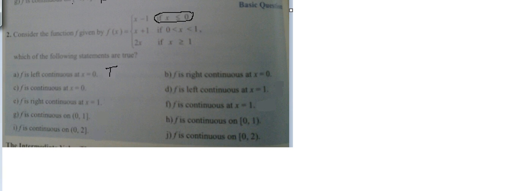If f is continuous at x equal 0... at x equal 0, it's not continuous. Oh, sorry. First, this is part B. Is f continuous to the right of 0? To the right of 0 means 0 plus here. If we substitute 0 here, it will be 1.